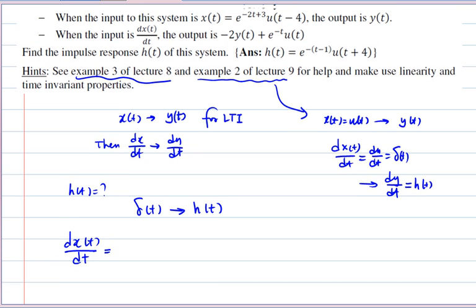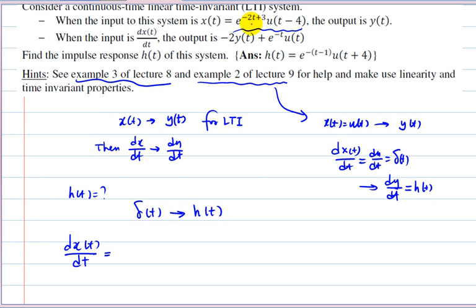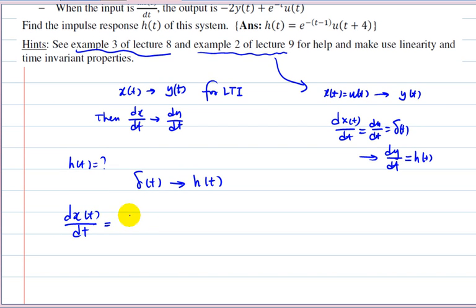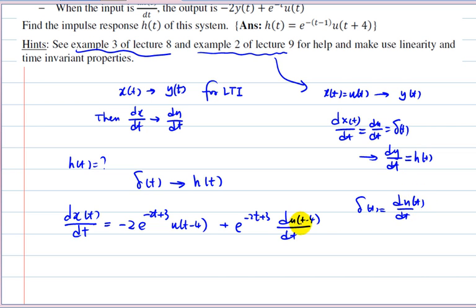X of t is this, and there are two time functions. Use the product rule to calculate the derivative of this. And then the second one here is du of t minus 4, right? So what's this one here? We know that delta t equals du over dt. So this guy here actually will give us delta of t minus 4, right?